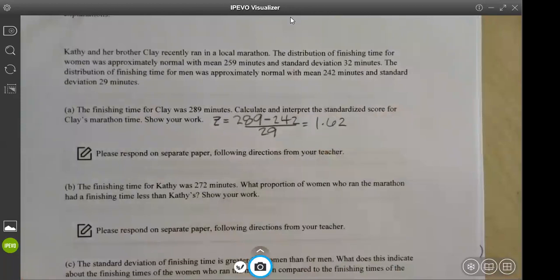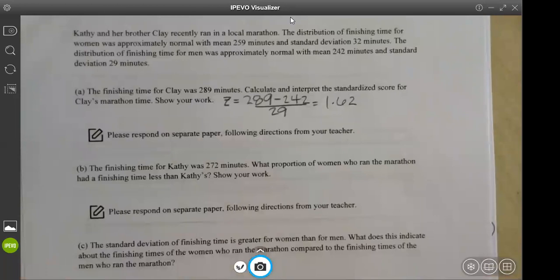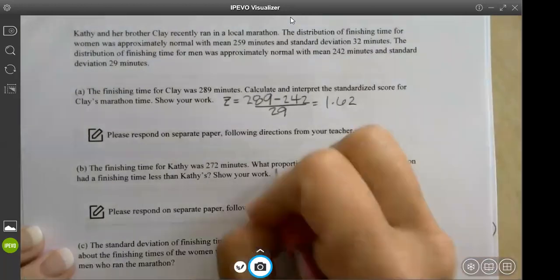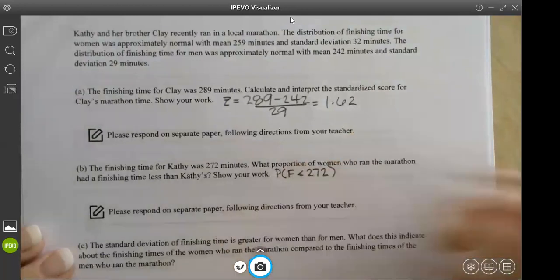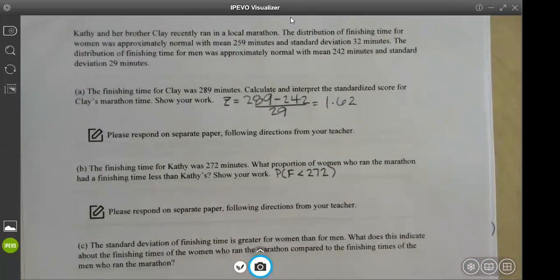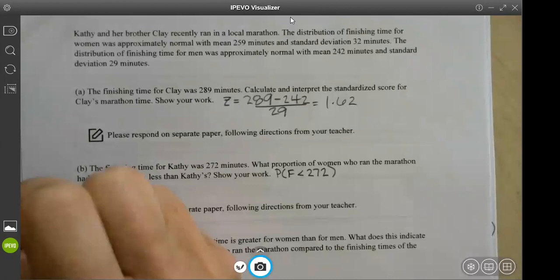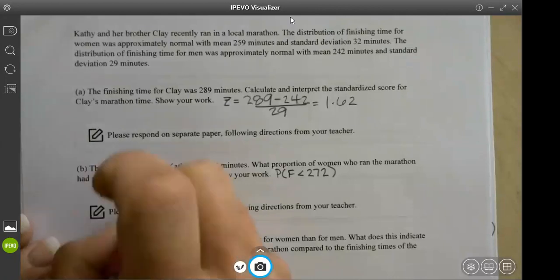All right. So then it says the finishing time for Kathy was 2:72 minutes. What proportion of women who ran the marathon had a finishing time less than Kathy's? So again, it said a finishing time less than Kathy's. So finish less than 2:72. The way we're going to do that, it said it was normal, so I'm going to use normal CDF.